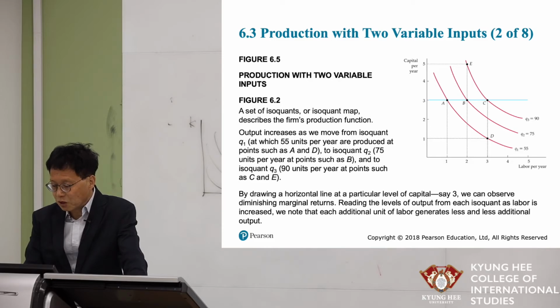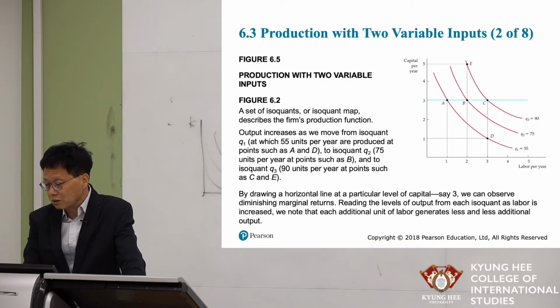Reading the levels of output from each isoquant as labor is increased, we note that each individual unit of labor generates less and less additional output. Moving from A to B, labor increased by 1 unit, but production increased by 75 minus 55, so 20. When we move from B to C, 90 minus 75, so 15, a decrease. Marginal product decreases, 20 to 15, okay?